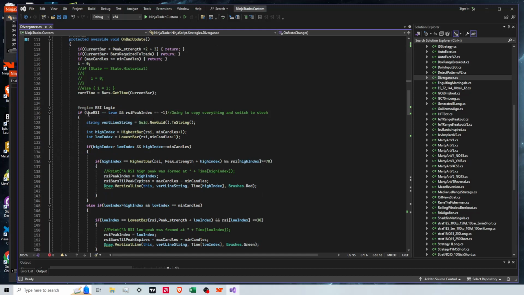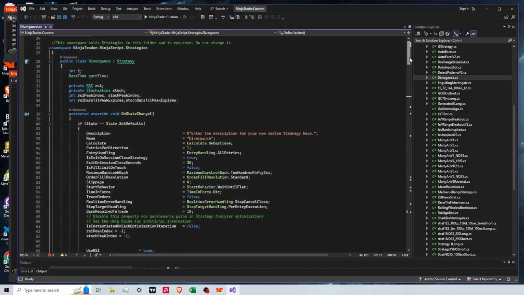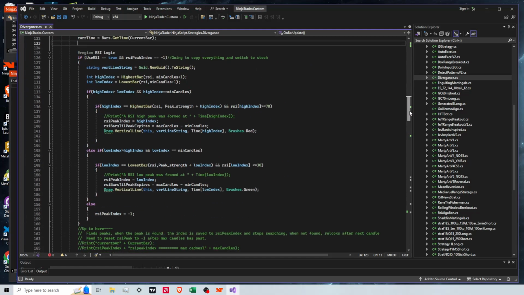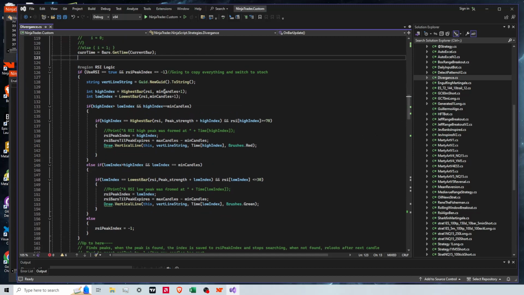Then, so when use RSI is true and peak index is -1, that means there isn't a peak yet. That means there's no saved peak.